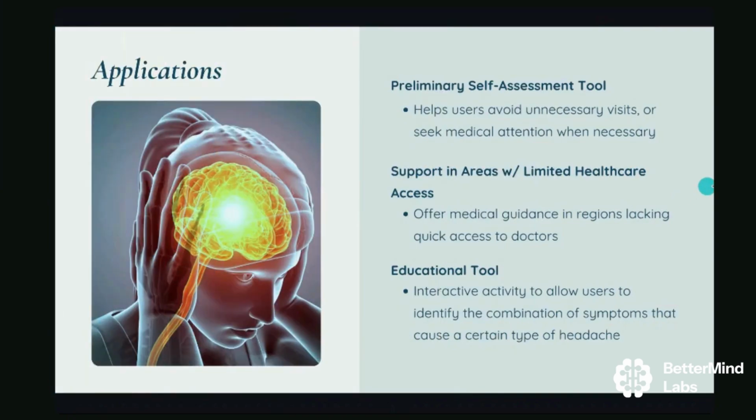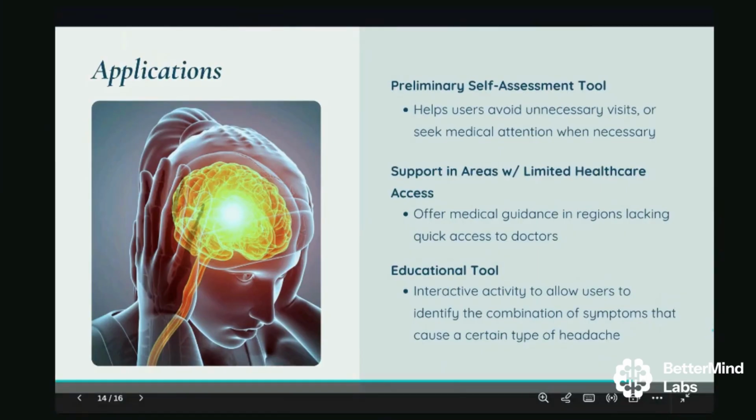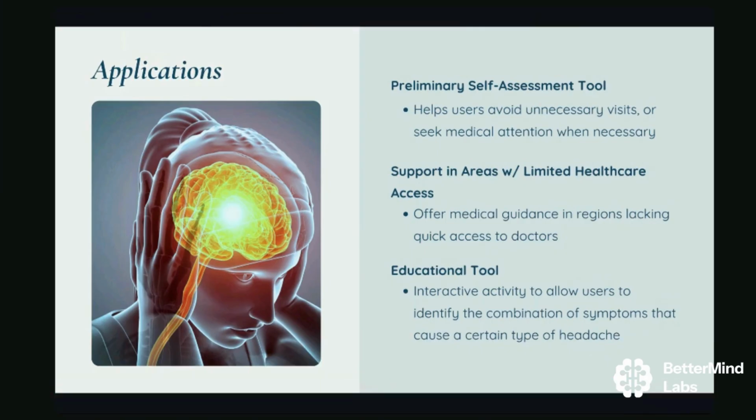Now looking at future applications, where exactly could I implement this model? The primary objective that I see is a preliminary self-assessment tool. While experiencing a headache, the user can identify what type of headache they have and look at the quick description Google Gemini provides to see what treatments they could do at home immediately or go to the pharmacy to get. It helps the user avoid unnecessary visits and lets them seek medical attention if they think they don't exactly need to go to a doctor.